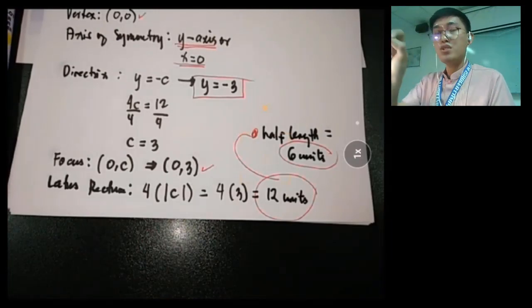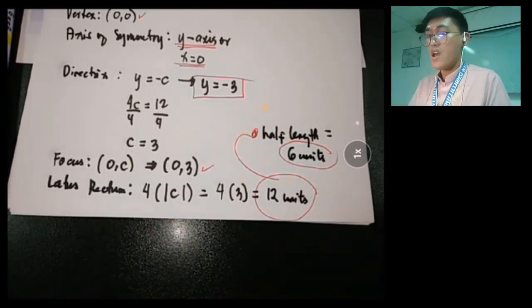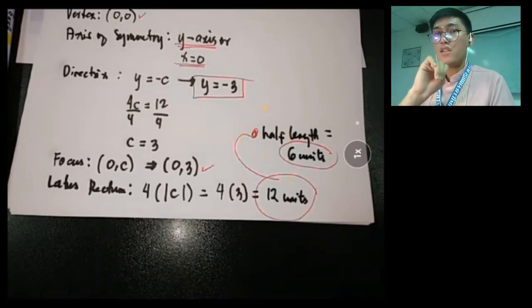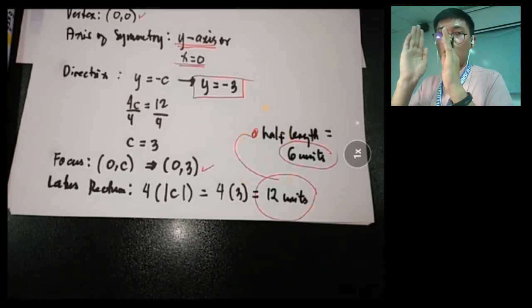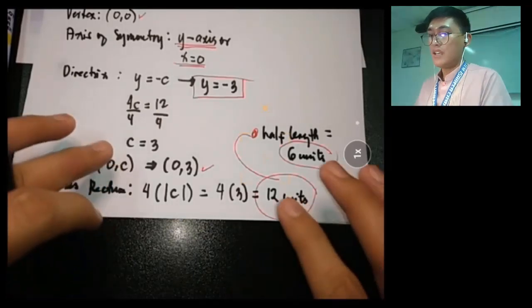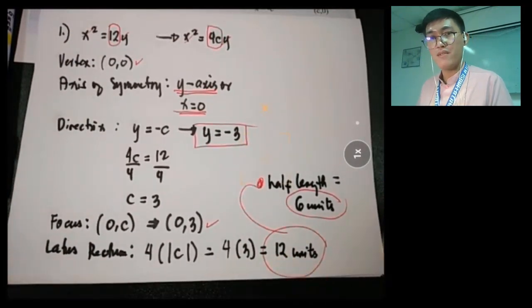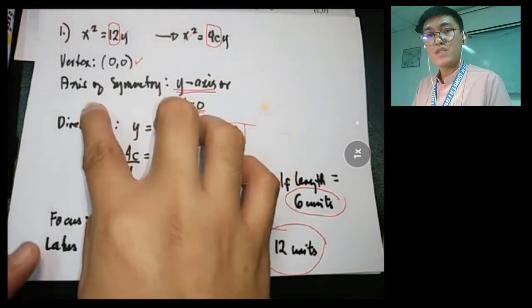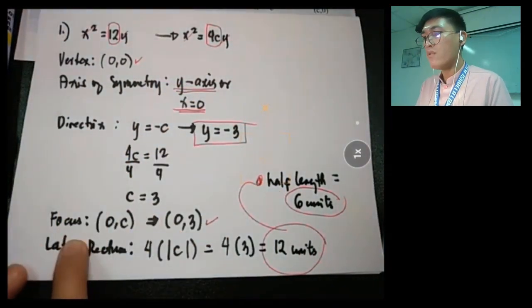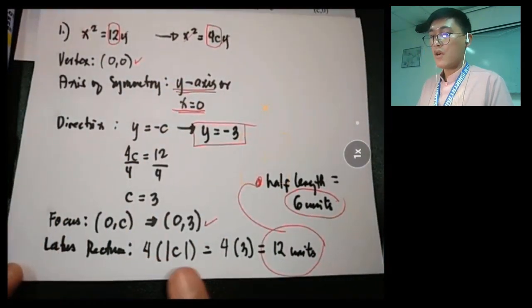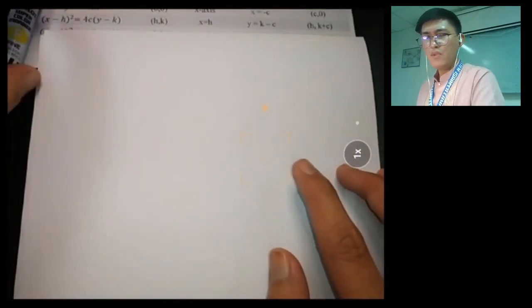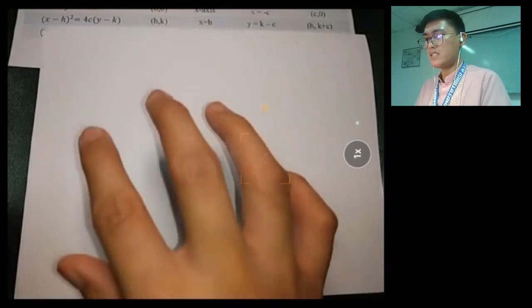And from focus to an endpoint, both are, if you're going to add them together, 12 units. But if you're just going to get the half, it's 6 units. So we are done now with number 1. X squared is equal to 12y: vertex, axis of symmetry, the directrix, the focus, and the latus rectum. For the next example, we are going to get the same, but let's try.